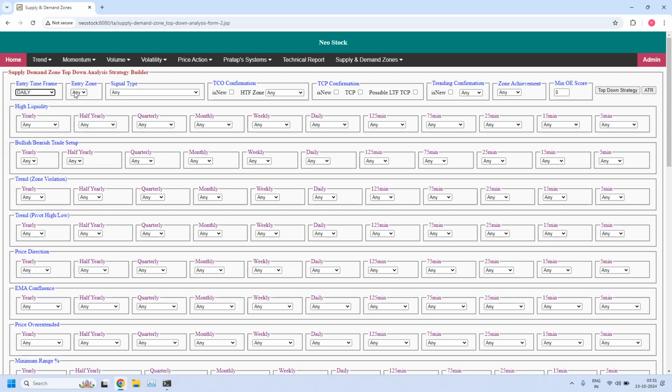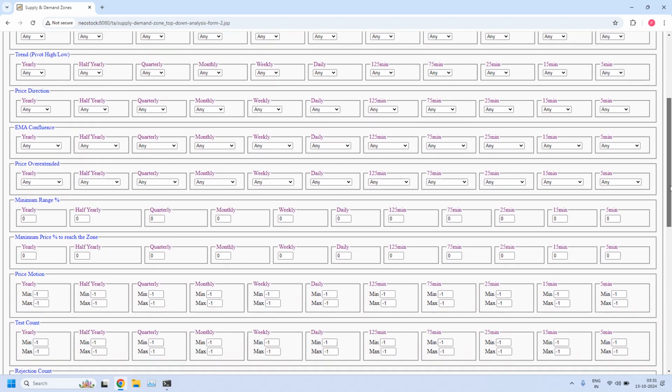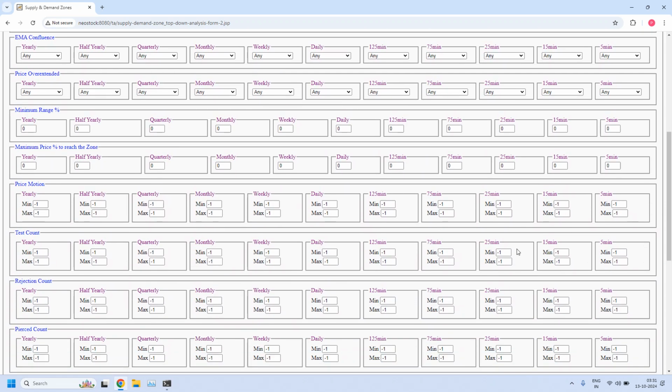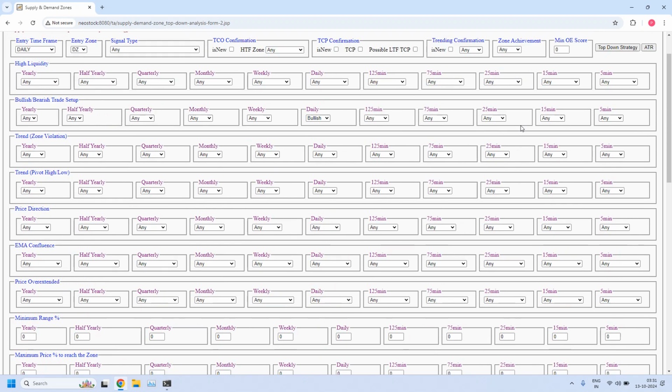So the entry time frame is daily, the entry is a daily demand zone in a bullish or bearish trade setup. At daily, this is the entry time frame, I am selecting bullish. So this daily demand zone should not be pierced. So in the pierced count, at the daily time frame, I am setting minimum value 0, maximum value 0. That means pierced count should be 0. Pierced count 0 means zone is not pierced.